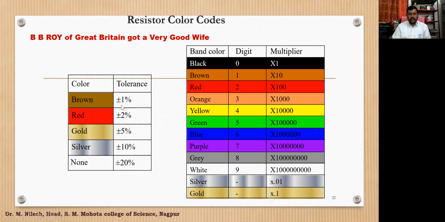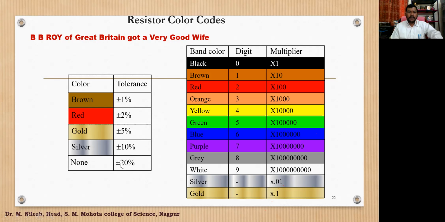So if there is a brown band at the tolerance, at the fourth band, then it is having plus minus 1%. The other one is plus minus 2%. Gold is having plus minus 5%. Silver is having plus minus 10%, and plus minus 20%. I will let you know what it is.